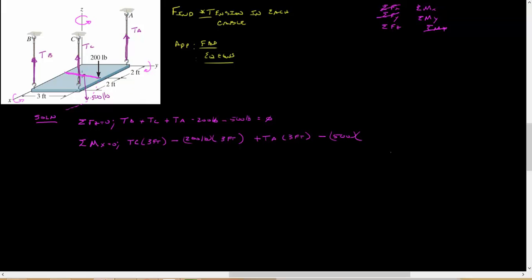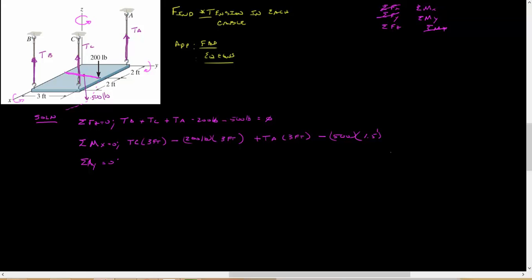And then I have minus 500 pounds. Now the distributed load would be right in the center, so it's going to be half of the 3 feet. So that would be 1.5 feet. And remember that it is also negative because it is causing a rotation down. Now, do we have to worry about tension TB? No, since it is sitting right on top of the x-axis, there is no perpendicular distance, so we can eliminate that one.